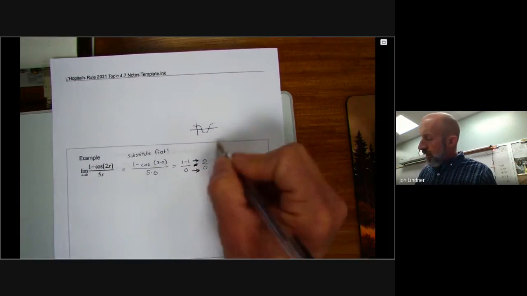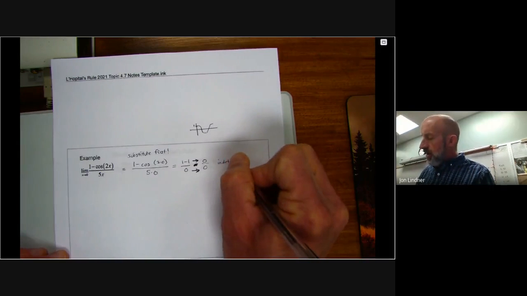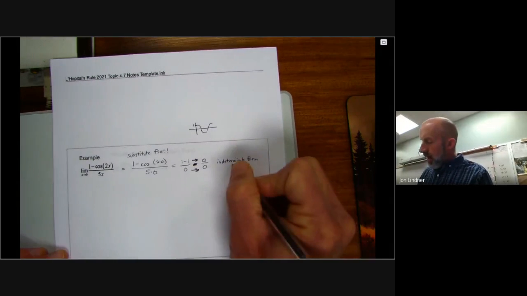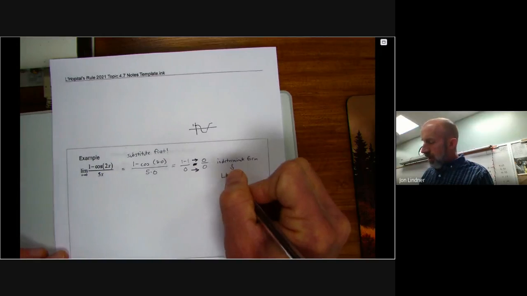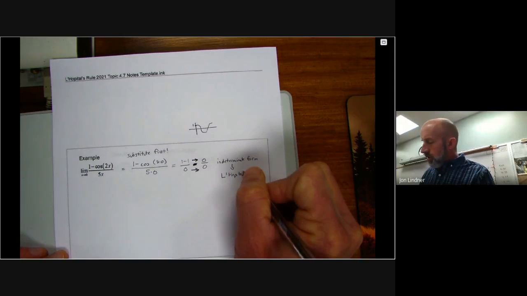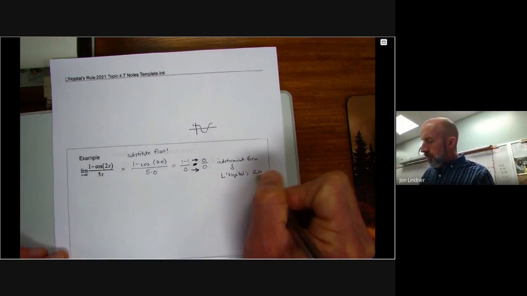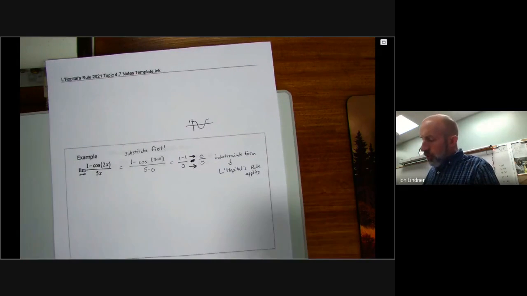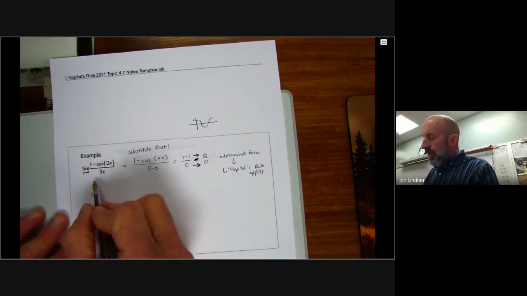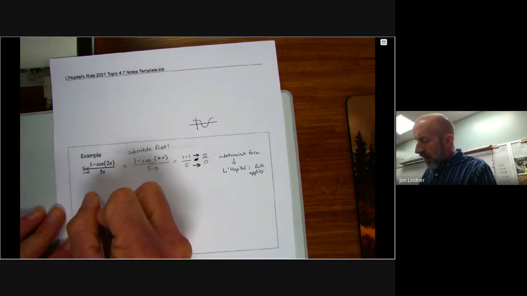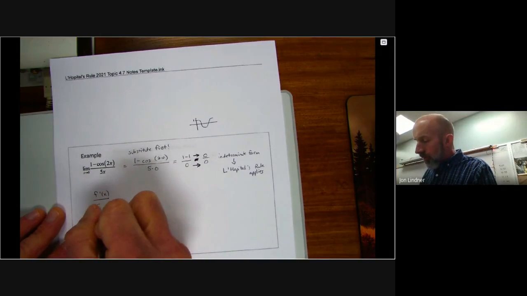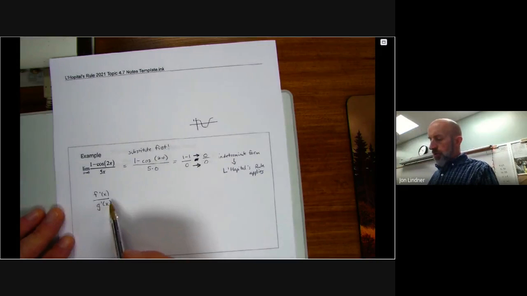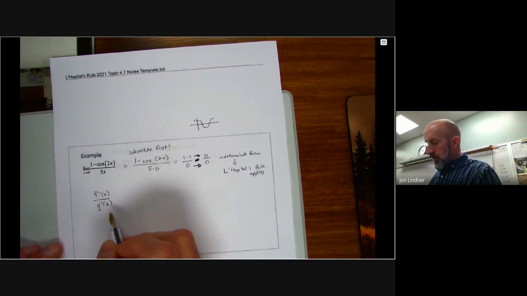You want to put arrows, and you want to say this is an indeterminate form. And what is nice is to say something like L'Hopital's rule applies. So L'Hopital's rule says that I can now do f prime of x over g prime of x. I can do the derivative of the top over the derivative of the bottom and then evaluate the limit.